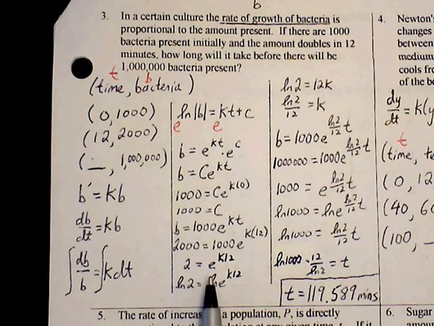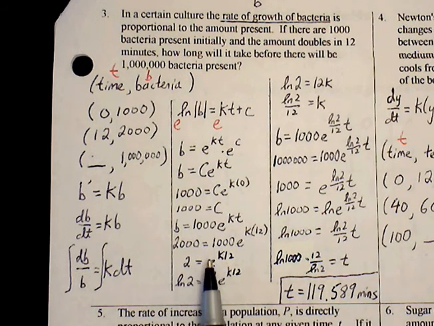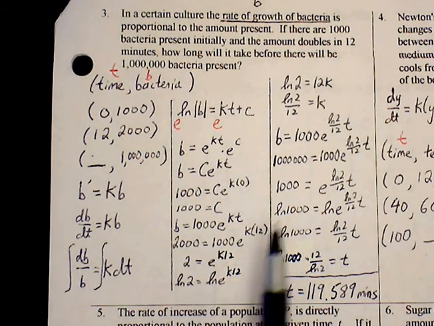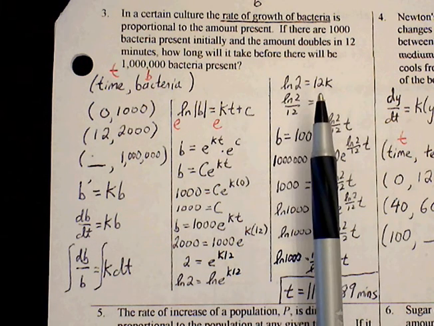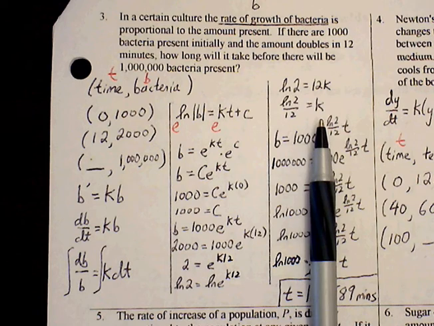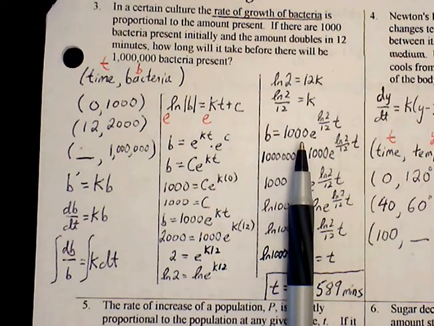Take the natural log of both sides because we want to bring this k times 12 down from its exponent position. So we take the natural log of both sides. 12k comes down in front, natural log of e drops out, and next step we can take is simply divide both sides by 12, and we have k. Okay, so we have our k value, we have our C value, now we can create our specific growth function.